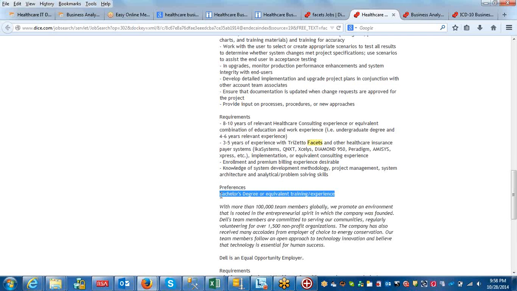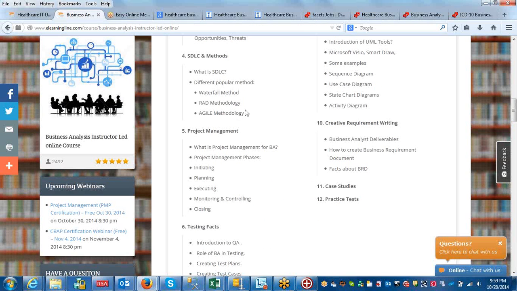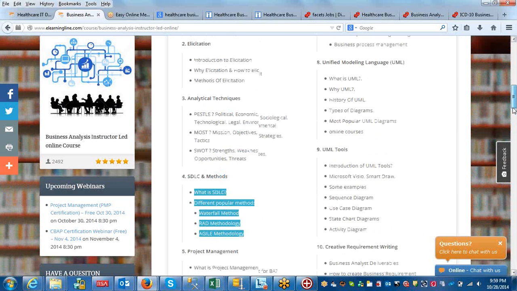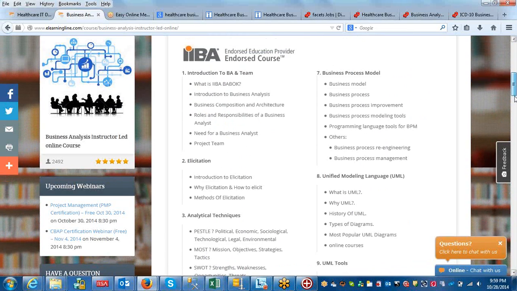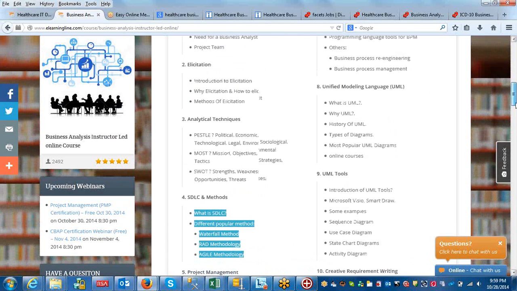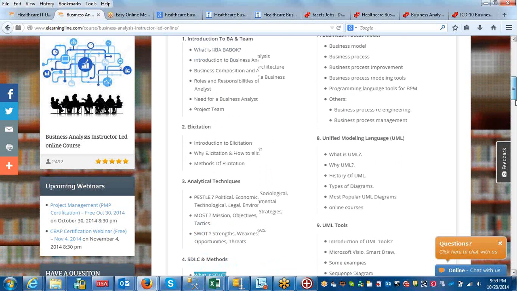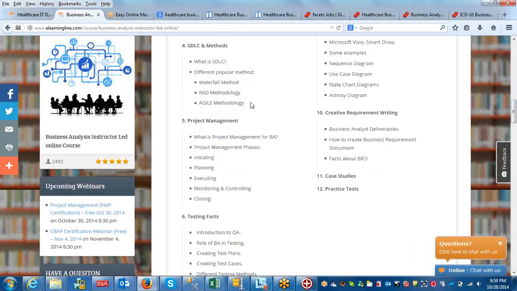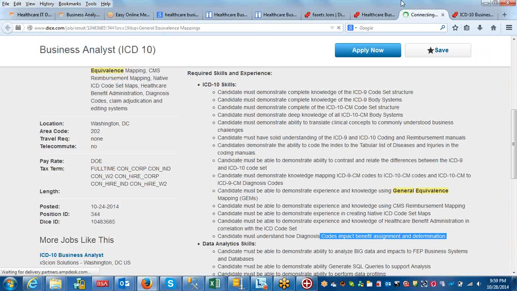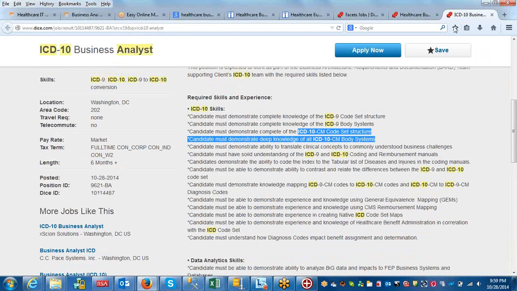Basic bachelor's degree requirement. Look at this, knowledge of system development methodology. What you see here, this is your SDLC, and then where did the waterfall and all? Okay, here, yes. Waterfall, Agile, this is what they're talking about. Let me just close this out.